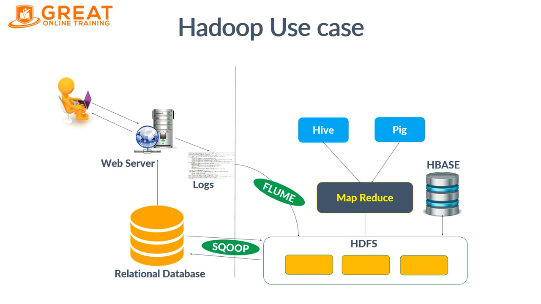The next one is Pig. Pig is again a processing framework. Pig is a scripting tool. The scripting will be very easy compared to MapReduce in Java. In Pig, two lines of code will be equal to 20 lines of Java. So this is how simple Pig is.